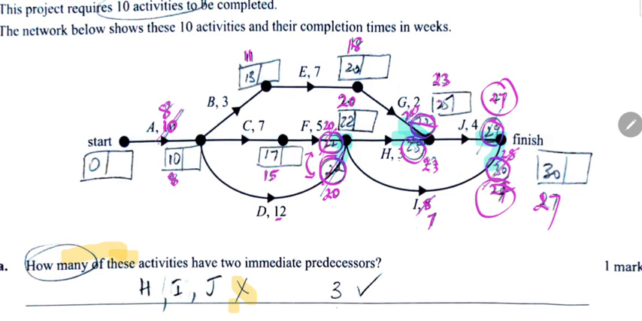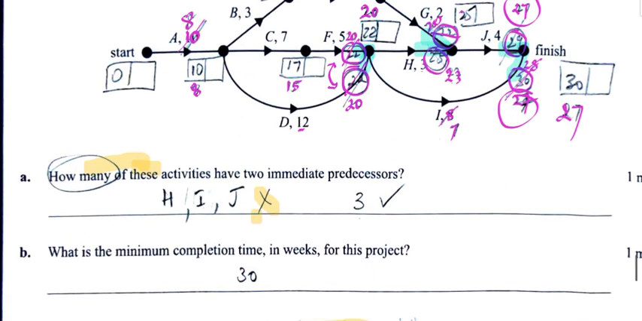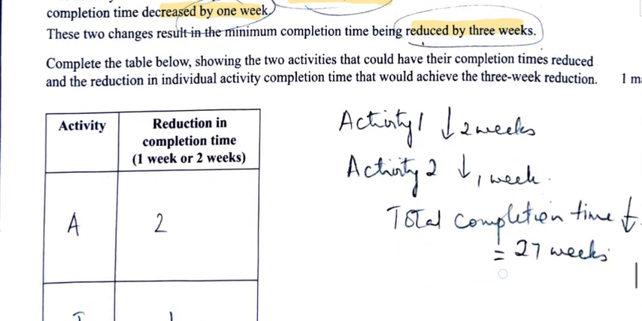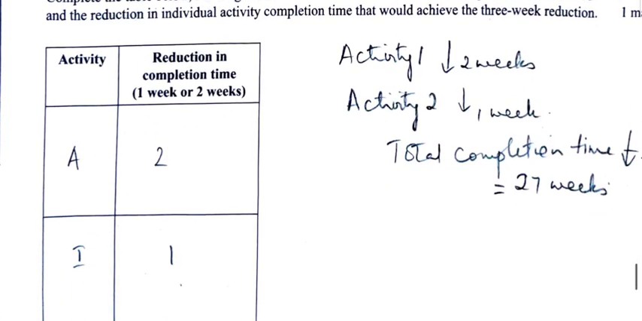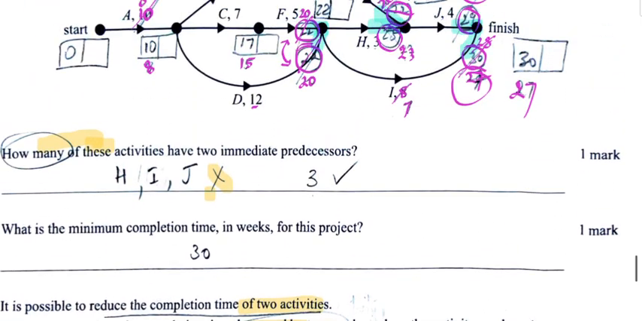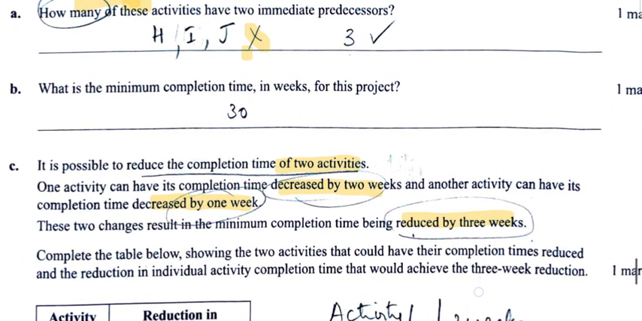So this is one targeted approach of doing it. There are multiple ways. This is one of them. And so the two activities that can be reduced are A by 2 and I by 1. And the total completion time would then reduce to 27 weeks.